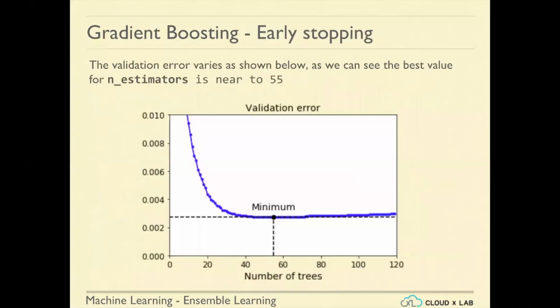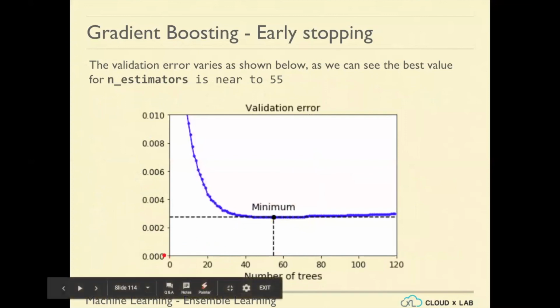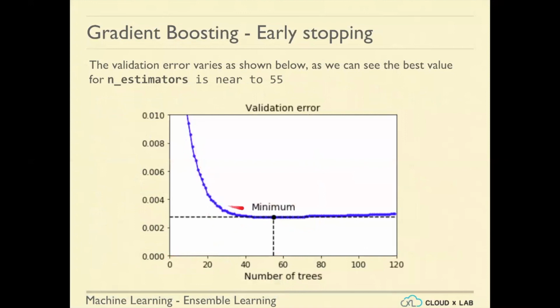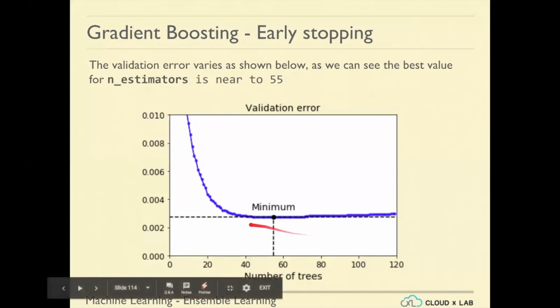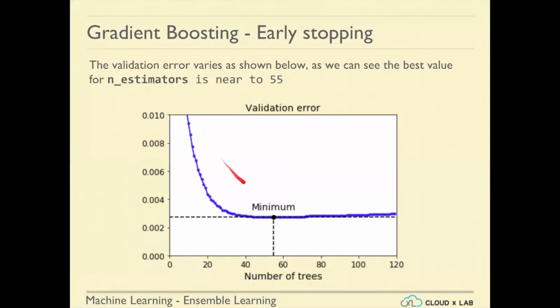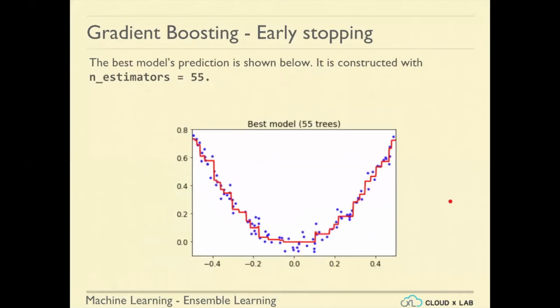Now the validation error varies as shown below. As we can see, the best value for n_estimators is near 55. As the number of trees grows, the validation error keeps going down. After a point of time, no matter how many trees you add, the validation error will not go down. This is an important part. After a point, it won't go below a certain value, so we have to keep that in mind.